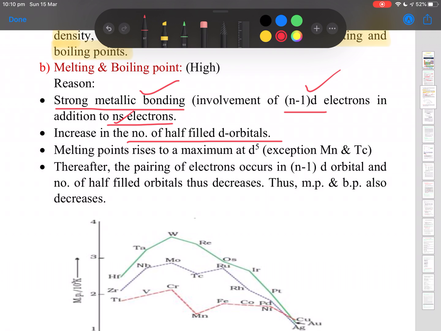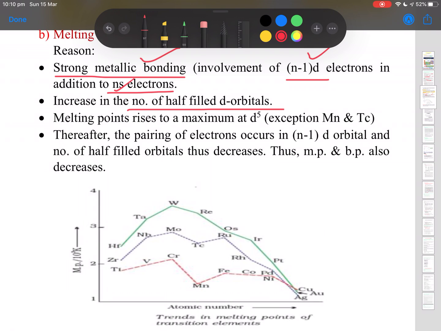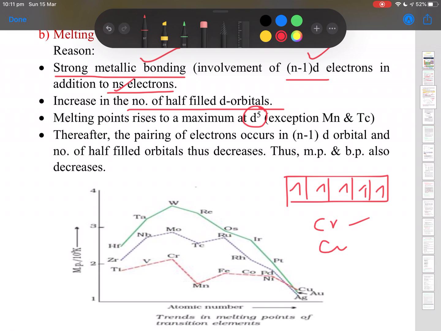Therefore, the melting and boiling point should reach towards the peak height for D5, because D5 means we know that d orbital has a capacity of 10 electrons, 1 2 3 4 and 5 orbitals. So if I say D5 means it has exactly half filled d orbital and it's very much stable. Didn't I teach you just now about chromium and copper? So chromium also attains stability because of exactly half filled d orbital.